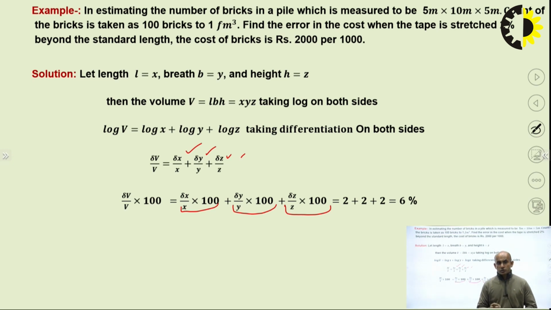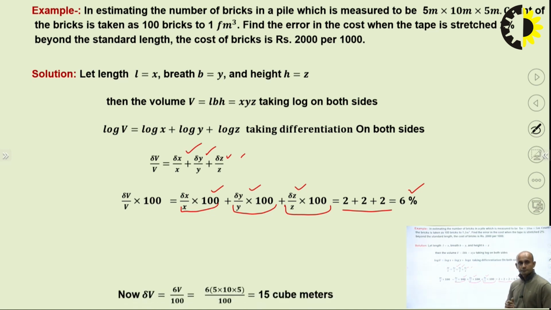So if we stretch any tape by 2%, it means we have an error of 2% in measuring any measurement. Like we have length, then the tape is stretched with 2% error, and in measuring breadth, the tape is also stretched with 2% error, and in measuring the height, the error will also be 2%. So this is 2%, 2% and 2%. So finally we get 2 plus 2 plus 2, it means we have 6%. So this is 6% error in measuring the volume of that pile of bricks.